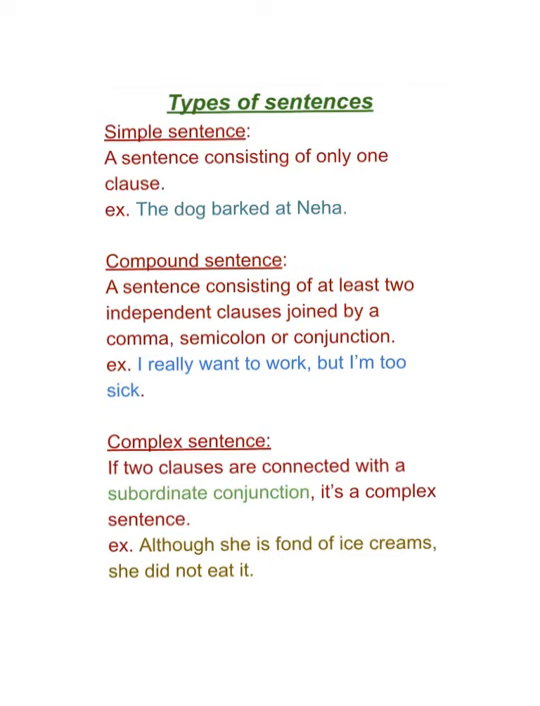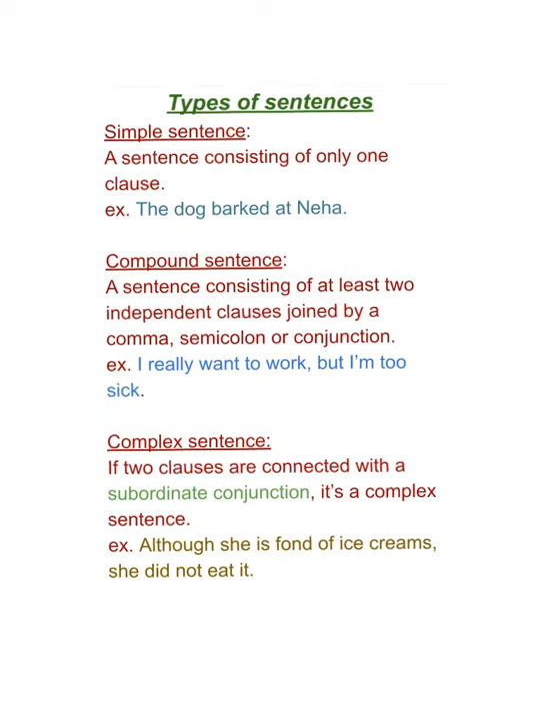Now we will look at types of sentences. There are three types of sentences. They are simple sentence, compound sentence, and complex sentence. What do you mean by simple sentence? A sentence consisting of only one clause is a simple sentence. That means it has a subject, a verb, and an object. Example, the dog barked at Neha.